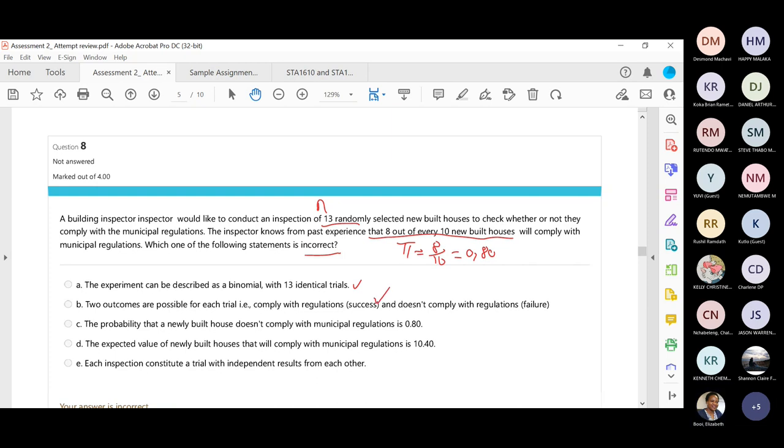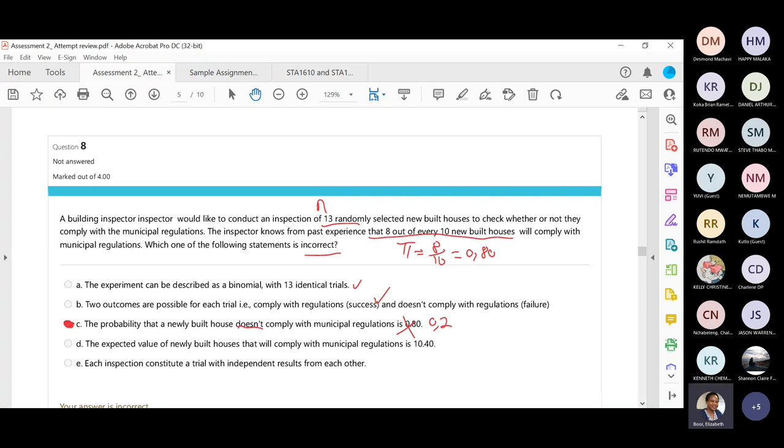The probability that a newly built house doesn't comply with the municipality regulation is 0.8. So does not comply. And we know that our probability of success was 0.8. What will be the probability of failure? It'll be 0.2. So this is the incorrect one.